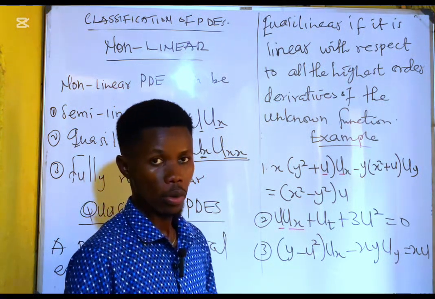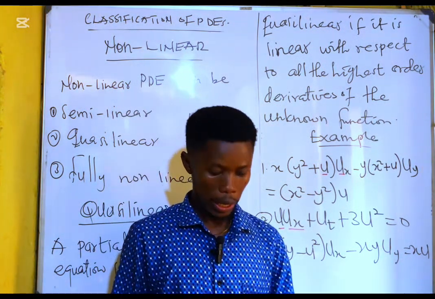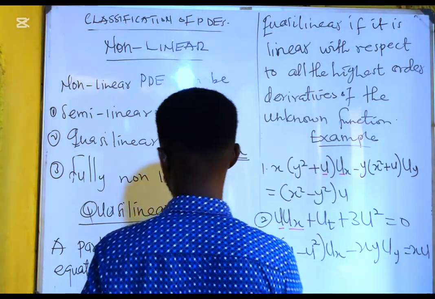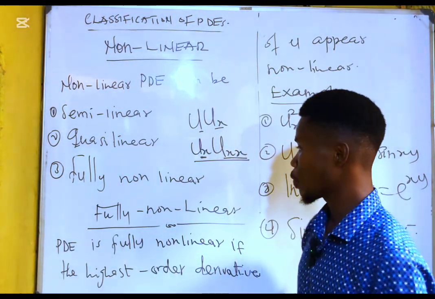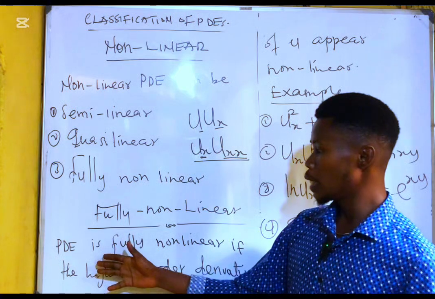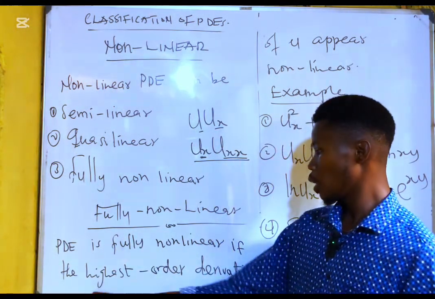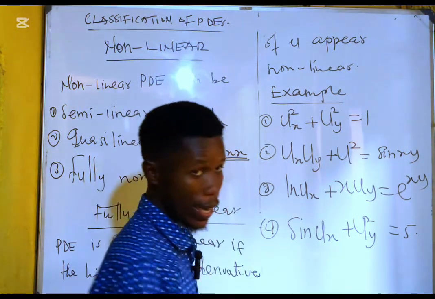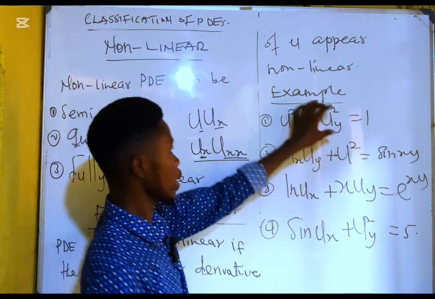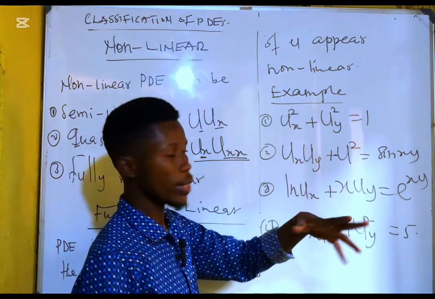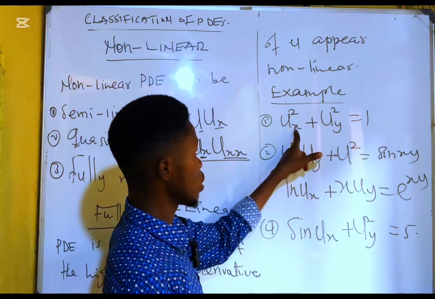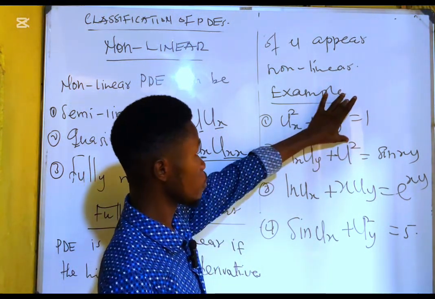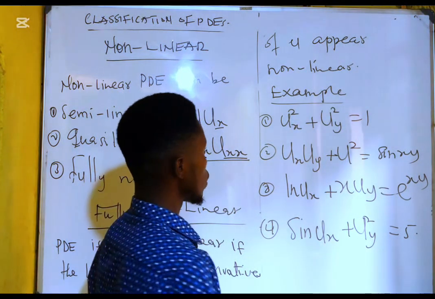Now let's look at the last one. That's the fully nonlinear. Okay, lastly, we look at the fully nonlinear. A PDE is fully nonlinear if the highest order derivative of u appears nonlinear. So when you have a question like this, you just check the highest order. So here the highest order is this and that, and you see that it's appearing nonlinear. So this becomes fully nonlinear.